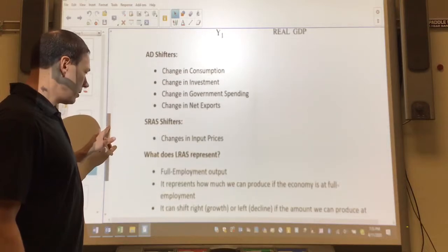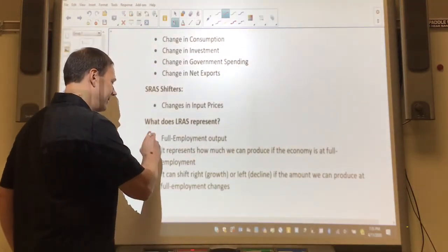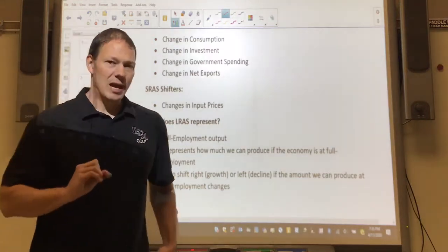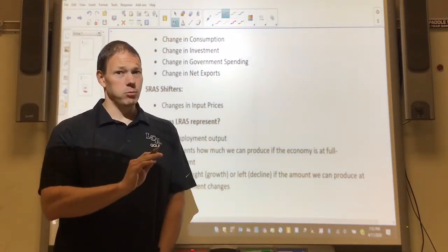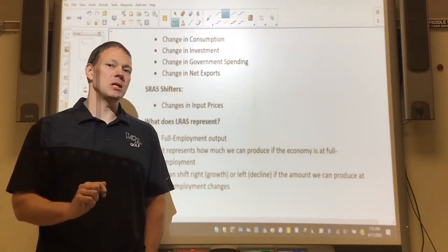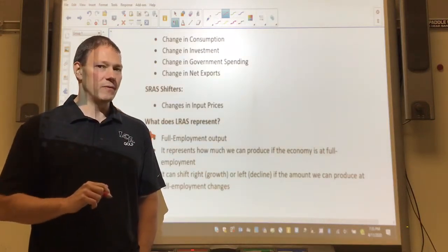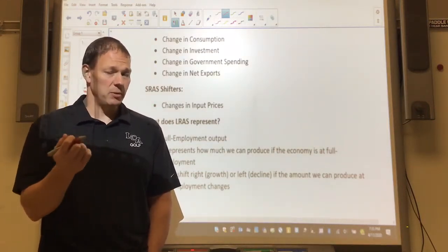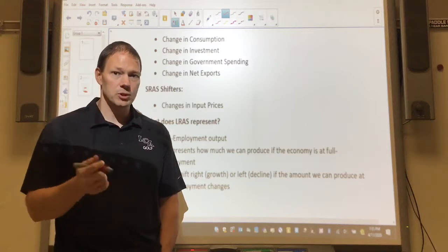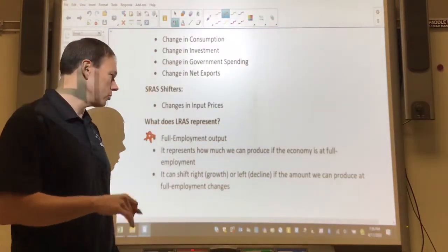And then lastly, what does the LRAS represent? Very important: full employment output, in a sense. And remember when we talked about employment, full employment does not mean a 0% unemployment rate. It means we only have frictional and structural. It just means that we don't have any cyclical. So again, it's not 0%, it could be 4%, 5%, 6%, 3%, whatever. It just means that we only have those types, frictional and structural.